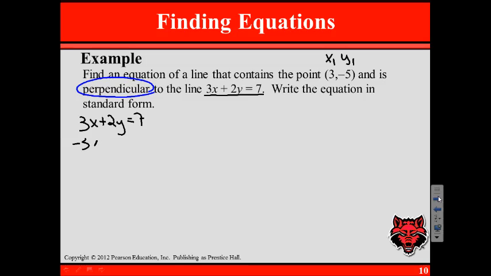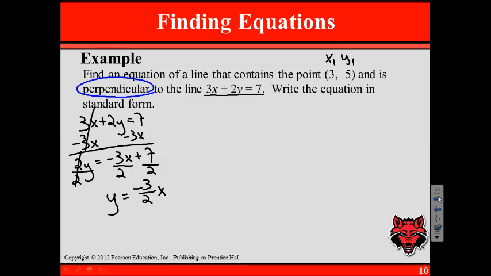We start by subtracting 3x from both sides. 3x's cancel on the left, and we have 2y equals negative 3x plus 7. Let's divide every term by 2. 2's cancel on the left side, and we have y equals negative 3/2 x plus 7/2. Now, when we compare our equation to the slope-intercept form, we see that the coefficient of x, negative 3/2, takes the place of m. And here, m is going to represent the slope. So the old m, the old slope, is negative 3/2.